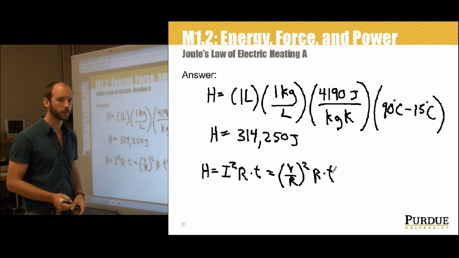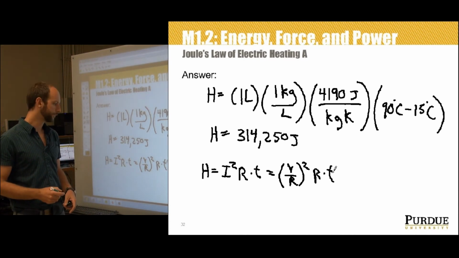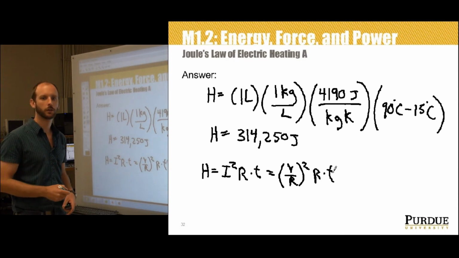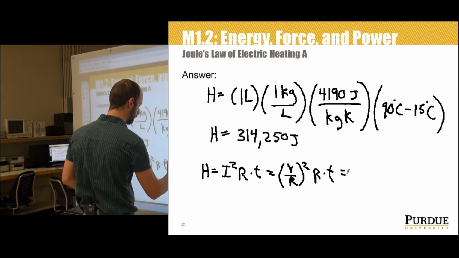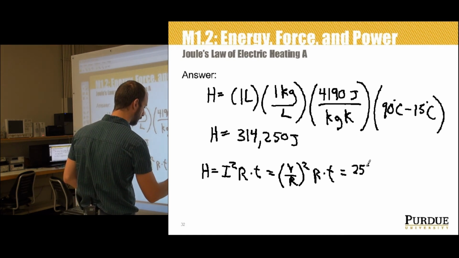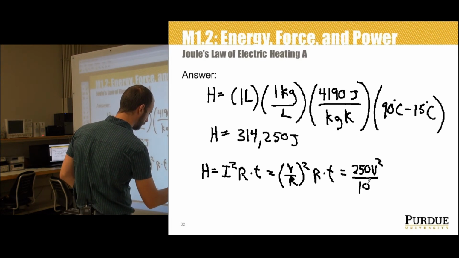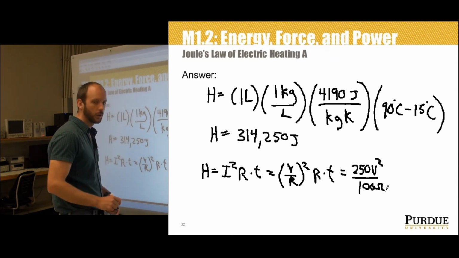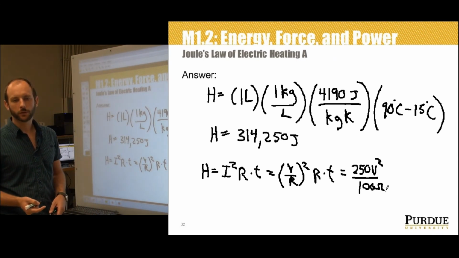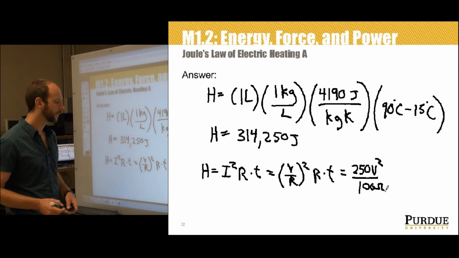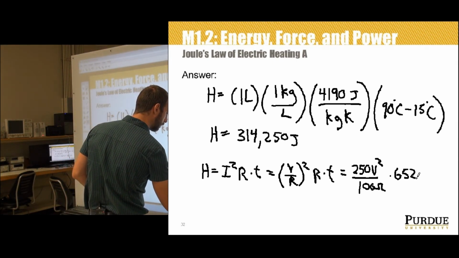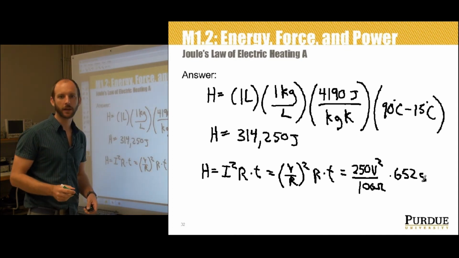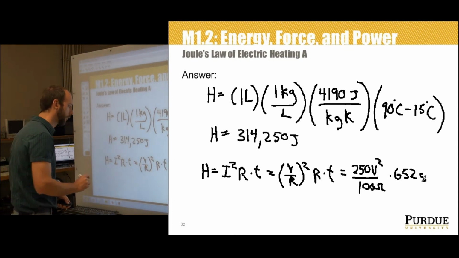So what we end up with is 250 squared over 100 times the time, 250 volts squared over 100 ohms. And the time in this case was 652 seconds. So we multiply that out and we get 407,500 joules.